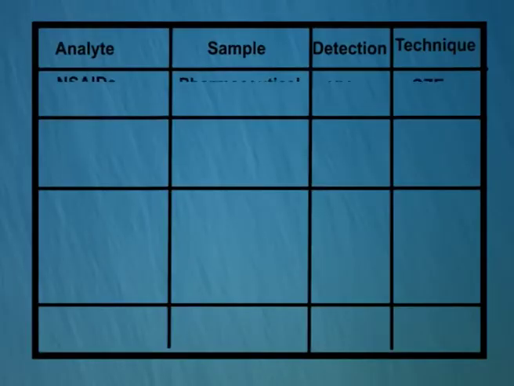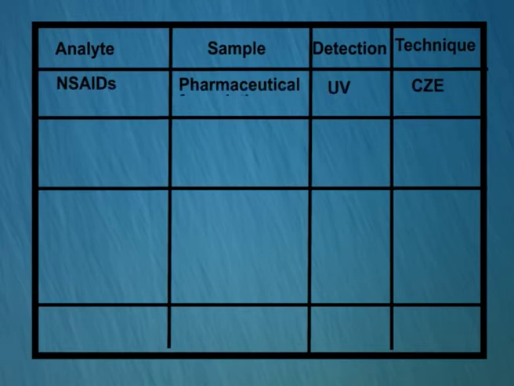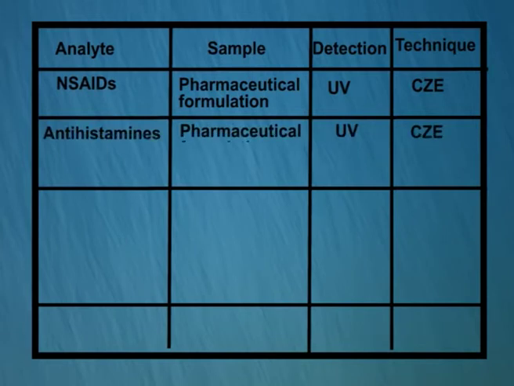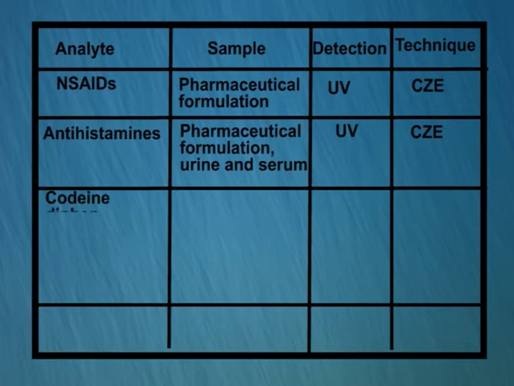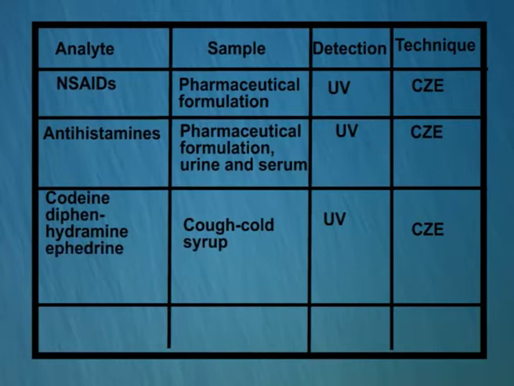Analyte NSAIDs, sample is pharmaceutical formulation, detection done by UV, and the technique is capillary zone electrophoresis. Analyte is antihistamines, sample pharmaceutical formulation, urine and serum, detection done by UV, and the technique is capillary zone electrophoresis. Analyte is codeine, diphenhydramine, ephedrine and noscapine. Sample is cough cold syrup, detection done by UV, and the technique is capillary zone electrophoresis.